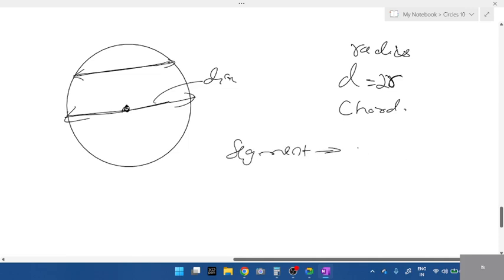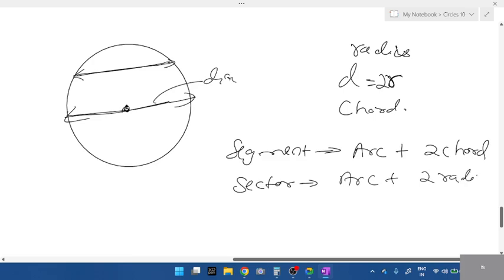Segment. What is segment made up of? Arc plus 2 chord. Sector: arc plus 2 radius. Yes. Arc plus 2 radius.